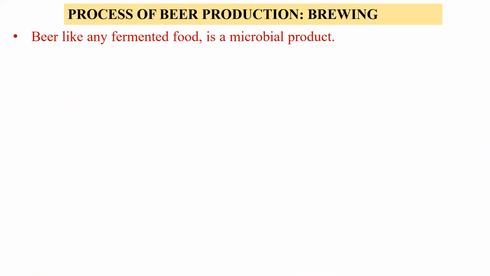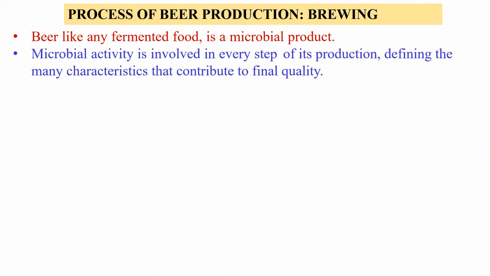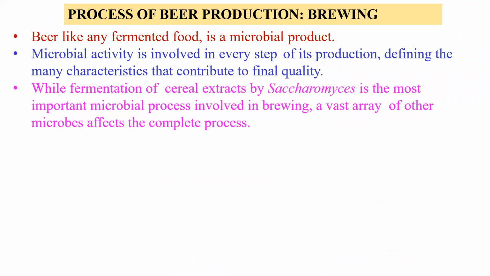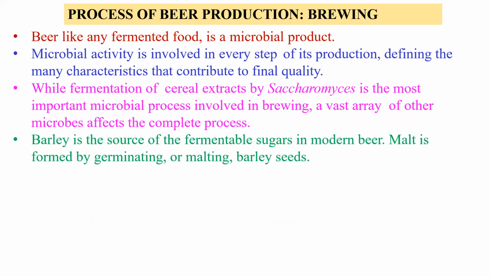Now, regarding the brewing process, beer, like any fermented food, is a microbial product. Microbial activity is involved in every step of its production, defining the many characteristics that contribute to its final quality. While fermentation of cereal extracts by Saccharomyces is the most important microbial process involved in brewing, a vast array of other microbes also affects the complete process.